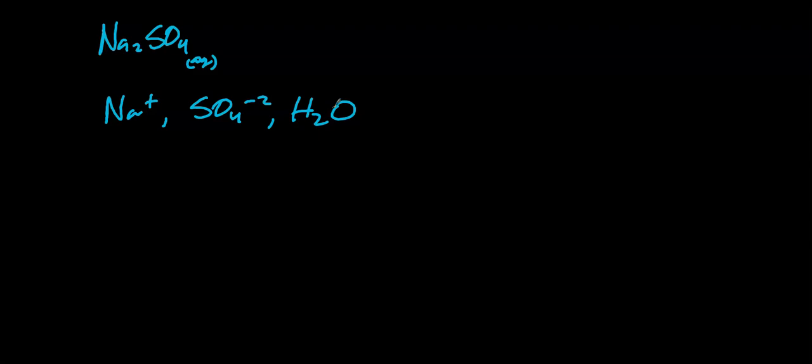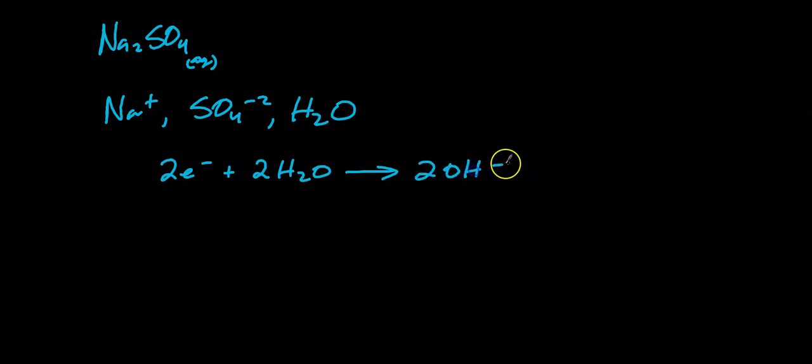Once again, the hydrogen in water is more easily reduced than the sodium ions are, and that's why we make hydrogen gas instead of sodium metal. So once again, that half reaction looks like this, same as what we saw before. We have the reduction of water, technically the hydrogen in water. Whoops, that's 2 hydroxides. And our hydrogen gas comes from there.